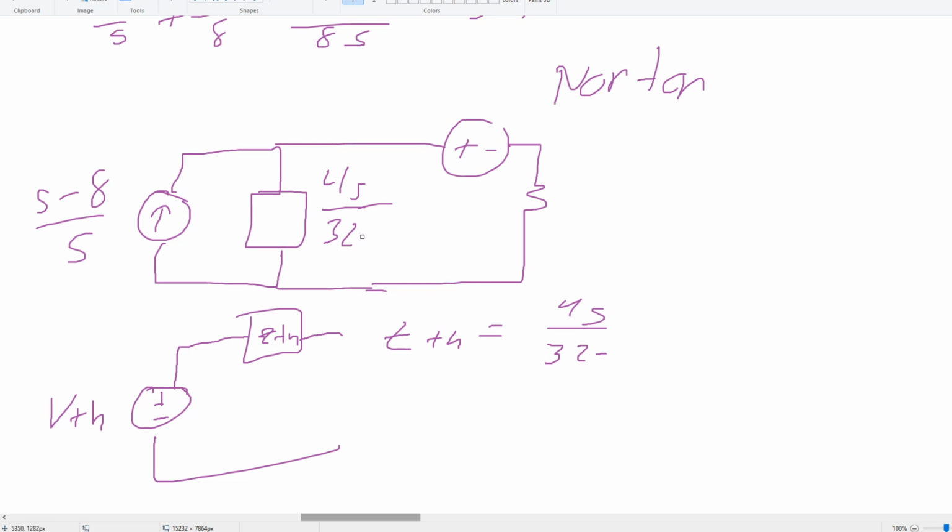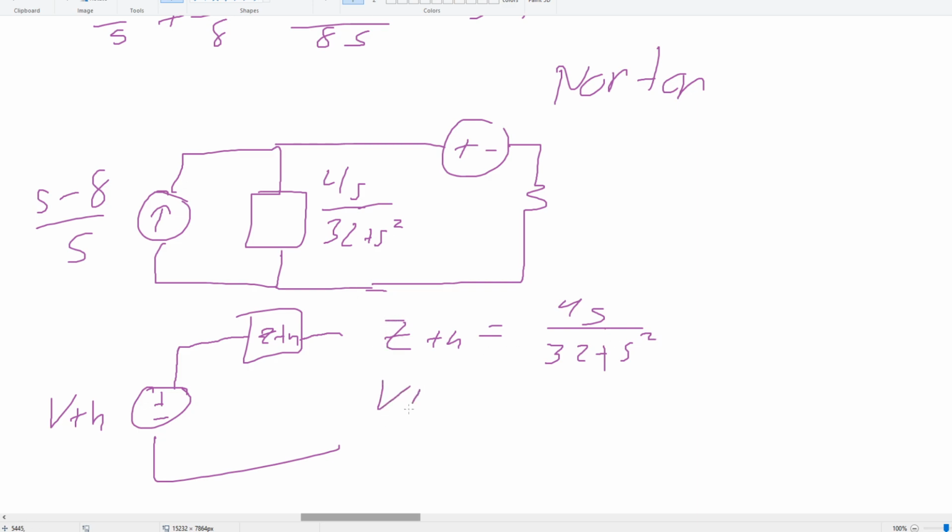Just erase that. 32 plus s squared. All right, 32 plus s squared is plus, right? Yep, plus s squared. So that's our Z Thevenin.